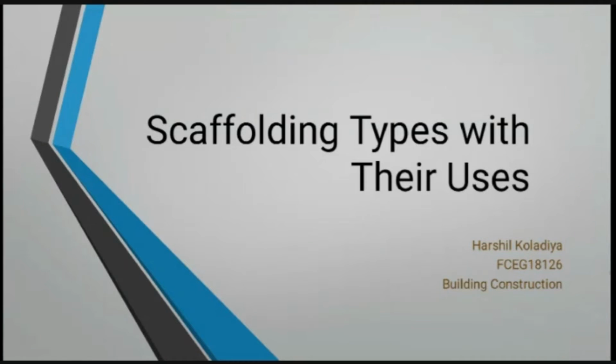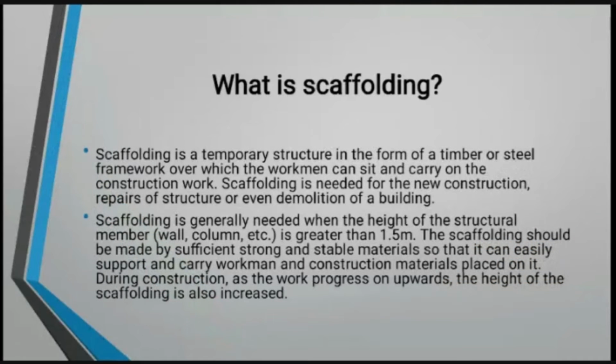Scaffolding types with their uses. What is scaffolding? Scaffolding is temporary structures in the form of timber or steel framework over which the workman can sit and carry on the construction work. Scaffolding is needed for the new construction, repair of structures, or even demolitions of a building.